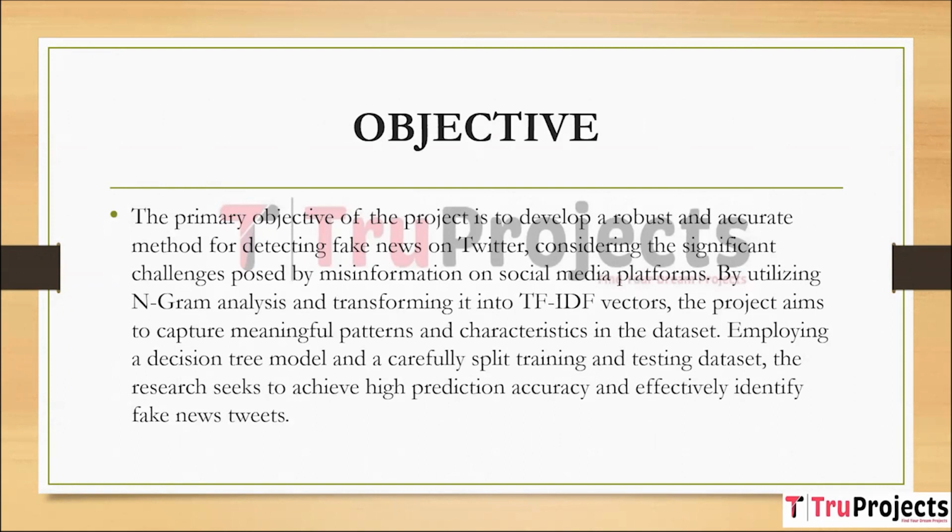Objective: Given the considerable issues posed by disinformation on social media platforms, the project's primary goal is to develop a comprehensive and effective system for detecting fake news on Twitter. The project intends to capture relevant patterns and traits in the dataset by using N-gram analysis and transforming it into TF-IDF vectors. The project uses a decision tree model and a properly divided training and testing dataset to achieve high prediction accuracy and accurately identify fake news tweets.